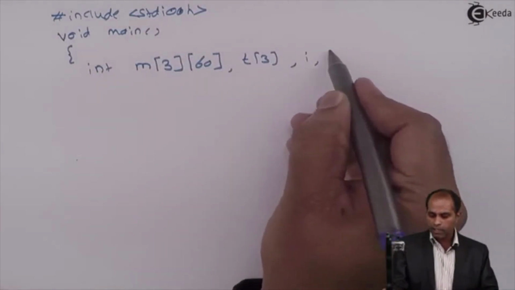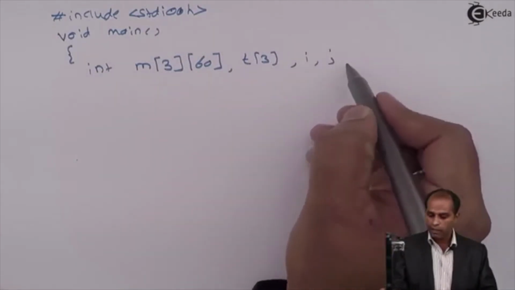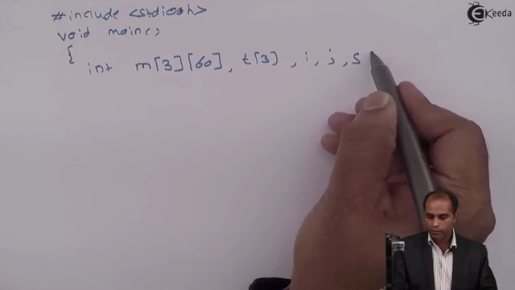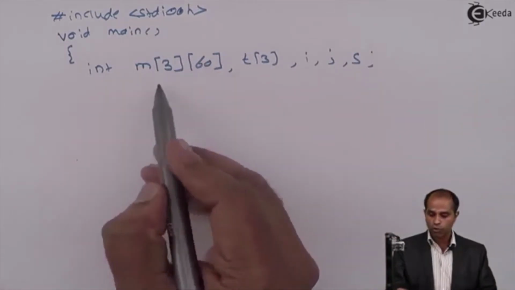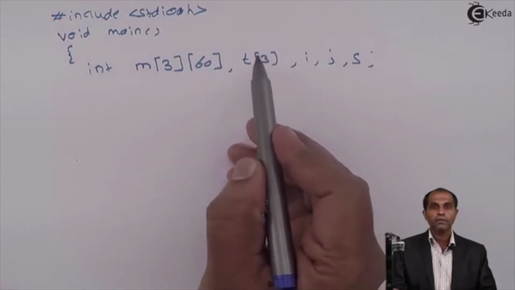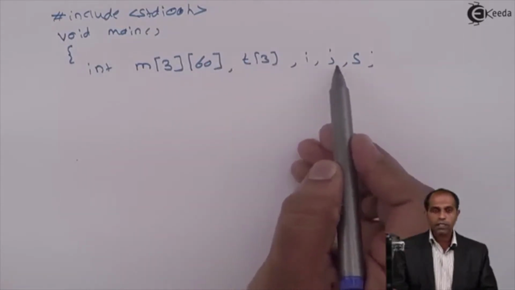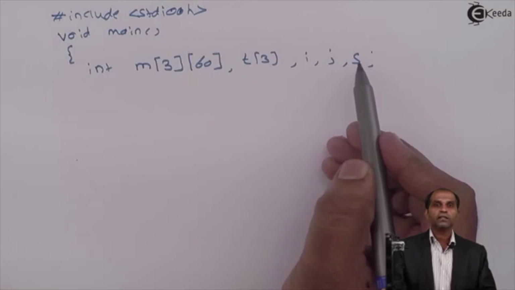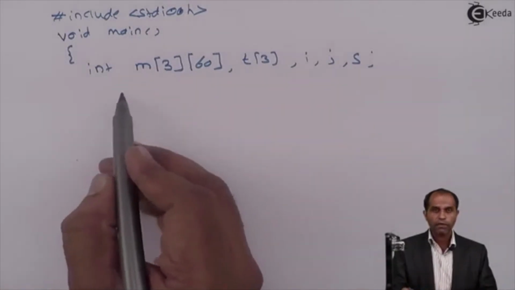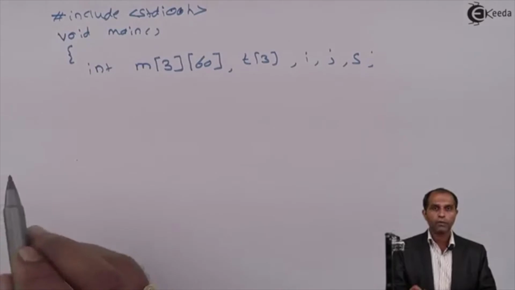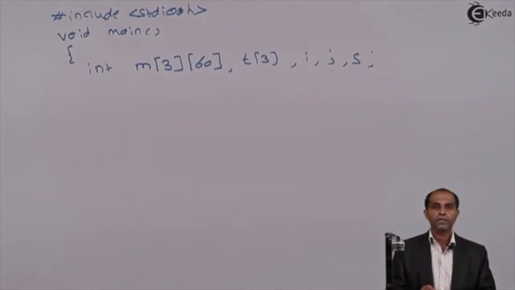Have the index variables as i and j, and take a sum variable as s. So M of 3, 60 is to store the marks, T of 3 is to store the total, i and j are the loop variables, and s is going to calculate the sum of these marks and store into T. Average marks, I can directly do in the printf itself. If you want to carry out separate averages, A1, A2, A3, you can declare them as float, or else I'll do it within the printf itself.